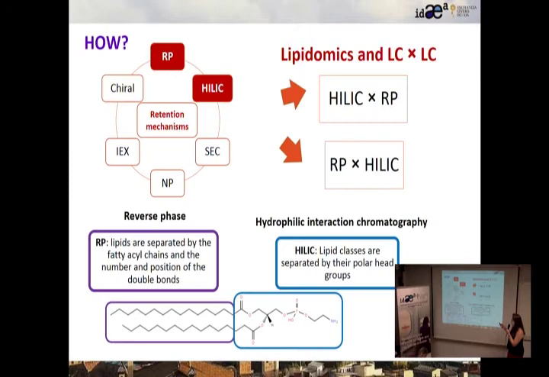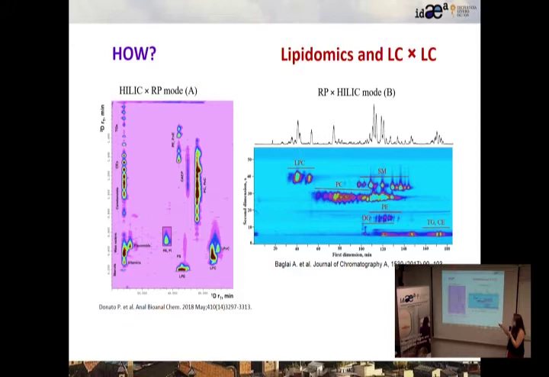From all the retention mechanisms I could use, I'm focusing on the combination of these two. On the one hand, reversed phase, or RP, separates by the length of the chain and the number and position of the double bonds, so the hydrophobic part of the molecule. And then with HILIC, we can separate by the polar head groups. So if we put first HILIC and then RP, we separate by the families and then a quick screening discriminating between the hydrophobic parts. But we can also do it the other way around. And so the longest separation is by the hydrophobic part and then a quick screening discriminating between families.